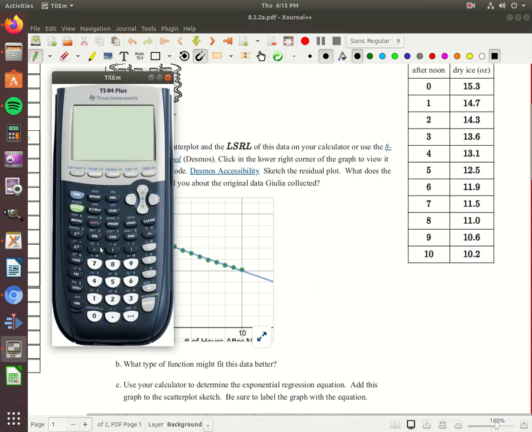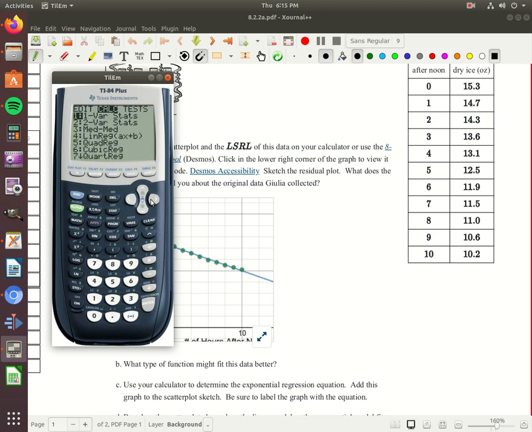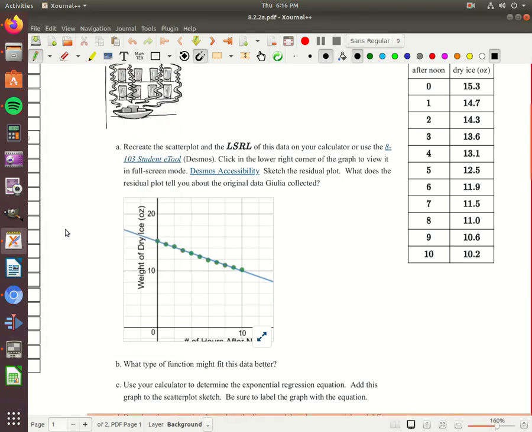So if we did it in this calculator, you can see I already put the data in. I can go stat, calc, linear regression, and I can calculate it and get the LSRL. You'll notice I'm ignoring R and R squared and all that stuff for right now at least. We'll see if I have to put that in.